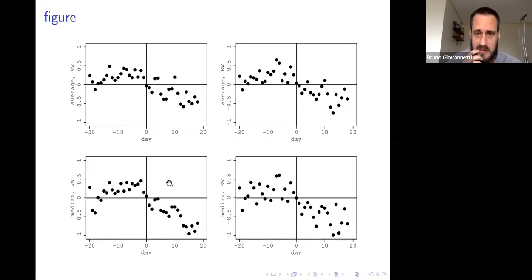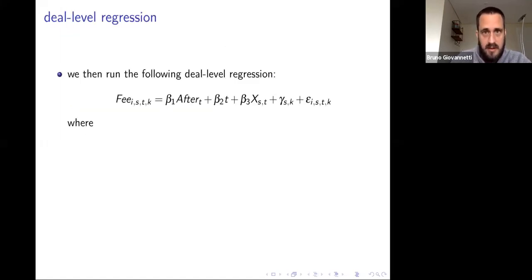It's important to say that we should not expect an immediate effect right after the benchmark, because short sellers have to learn about the benchmark, and they have to learn about the change, and they have to learn about how to use that to bargain with lenders. And so it's natural to see a downward trend here after the change. Okay, but we want statistical significance.